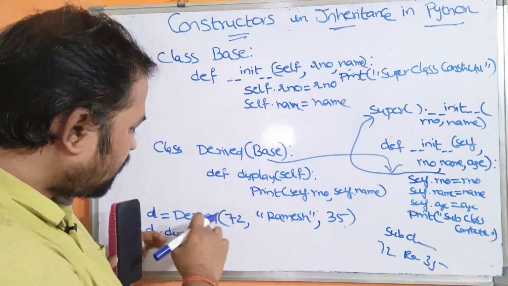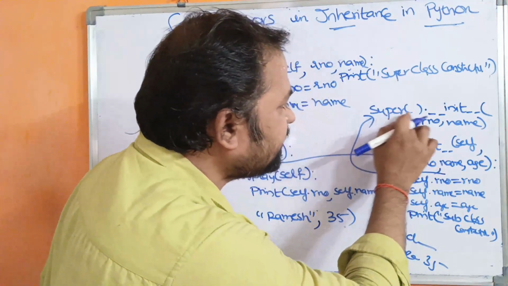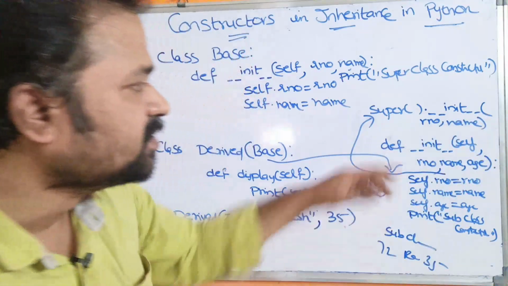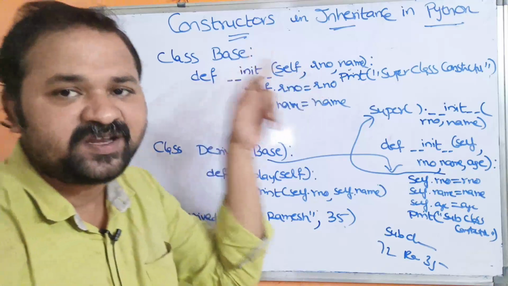Now whenever this constructor is executed, what is the statement here? We have super dot underscore underscore init of roll number comma name. So whenever this statement is executed, the superclass constructor will be executed.